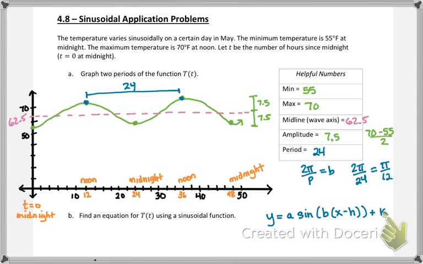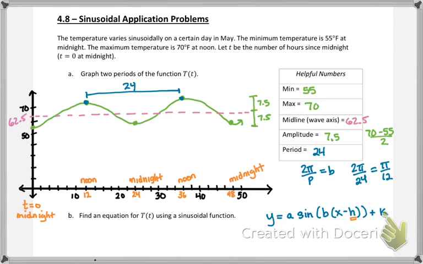That's my frequency. All right, so with all these numbers, we are ready to write our equation. We know A, the amplitude, is 7.5. We know K, the vertical shift, or where that wave axis shifted up to, is 62.5. And we also know B, which is pi over 12, that's the frequency. So the H value that we're going to figure out depends on whether we want to write a cosine or sine function.